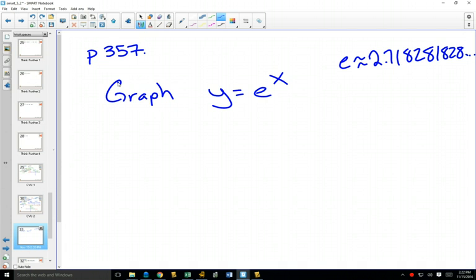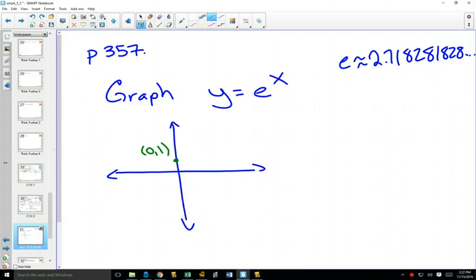Now, graphing it is exactly the same as graphing 2 to the x or 3 to the x. You set up your grid. Every single exponential graph goes through 0, 1. This one, when you plug in 1 for x, you get 1, e, or 1, 2.7-ish. It increases just like every other exponential graph, and it has an asymptote at y equals 0. So that's the graph of y equals e to the x.